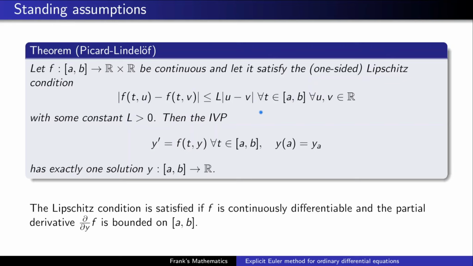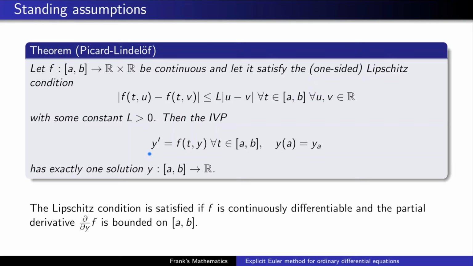It's important that this inequality should hold for all t simultaneously, and our upper bound L is independent of t. If this is satisfied, then we know that the initial value problem, which you can see here, has exactly one solution. That is a very nice theorem, and it gives us the knowledge that we actually have a solution, and in addition, it is unique.